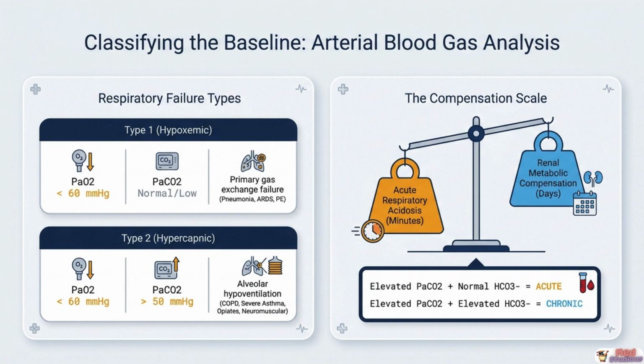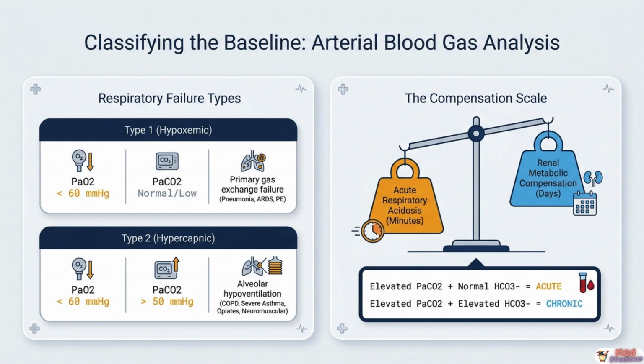Type 2, or hypercapnic respiratory failure, shows the same low PaO2 below 60, but critically combined with an elevated PaCO2 above 50 millimeters of mercury, reflecting alveolar hypoventilation. Classic causes include COPD, severe asthma, opioid overdose, and neuromuscular disease, where the fundamental problem is inadequate ventilation rather than gas exchange itself. Beyond classifying failure type, the compensation scale tells you about timing.